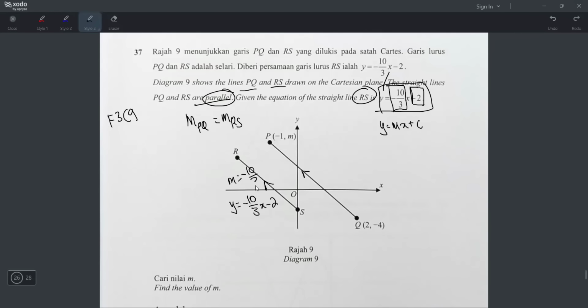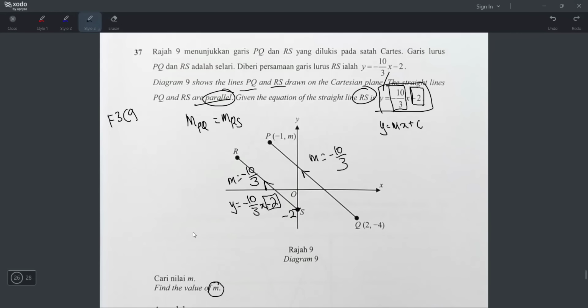And don't forget, the other line will also have the same gradient because they are parallel, right? And one more thing is the negative 2. That's the c, the y-intercept, right? So look at this line. Where is the y-intercept? Point S, right? So point S is negative 2. So usually when they give you an equation, you can always get your gradient and y-intercept. So if you pandai label, you will get a lot of information. They only give me one piece of information and I get so many things, right?